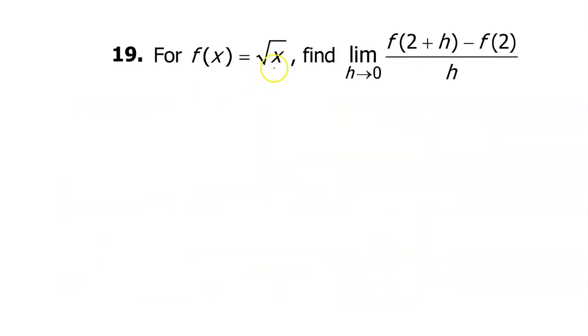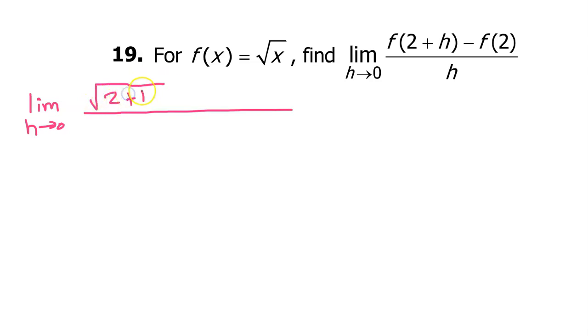And that is the final answer. Number 19 still involves the square root of x for the function. So let's substitute that into the expression, and we will have the limit as h approaches 0. So f at 2 plus h means the square root of 2 plus h. All right, f at something just means you take that stuff and you plug it in. So that's what I did. And then f at 2 will be the square root of 2. And the denominator is simply the h.